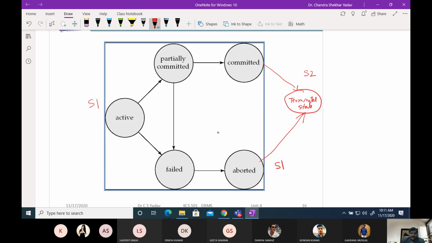Did you get it? Yes, sir. This is called the state transition diagram of a transaction.